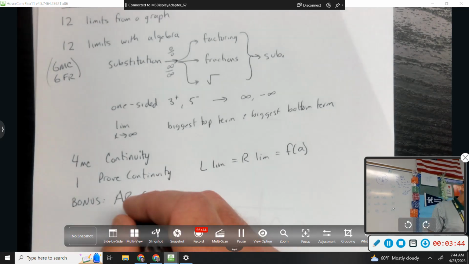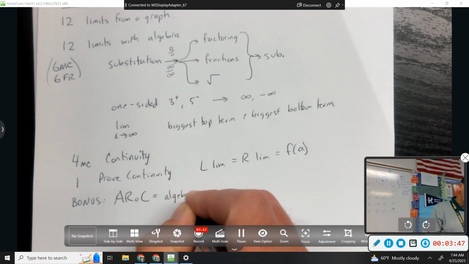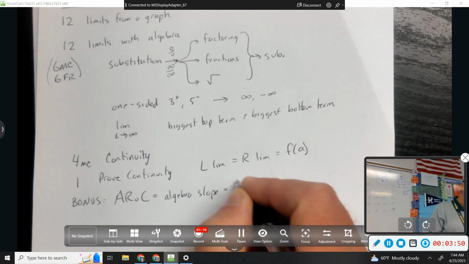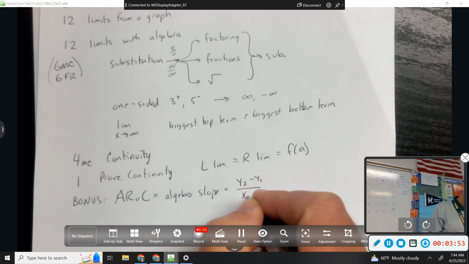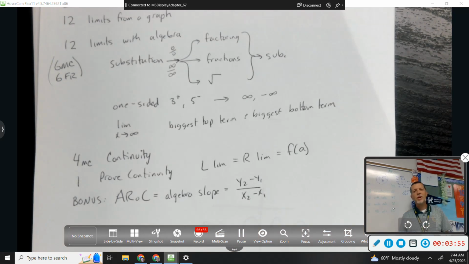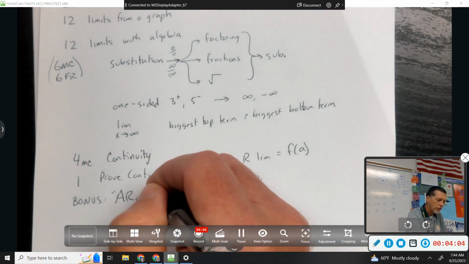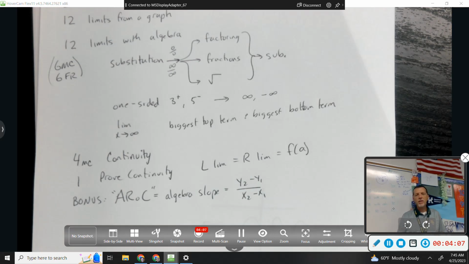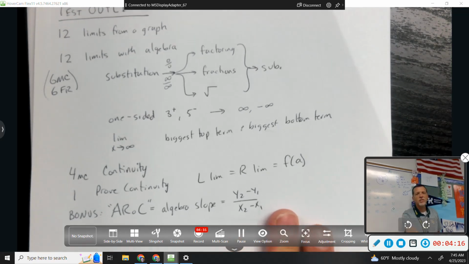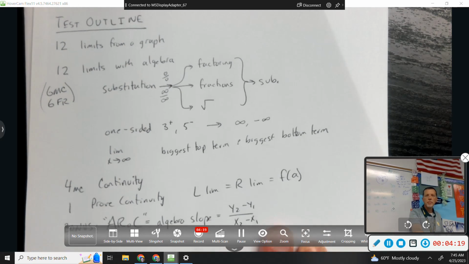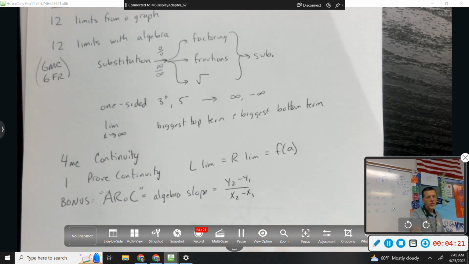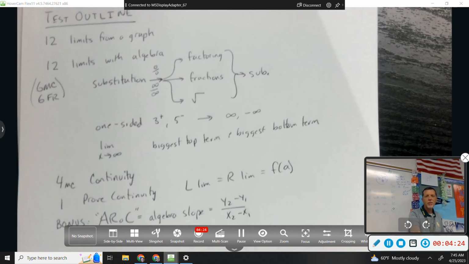AROC, or average rate of change, is basically just algebra slope, just the good old slope formula. So that's what you were trying to say: y2 minus y1 over x2 minus x1. So it's an easy thing to find. It's just, do you remember what average rate of change means? And that's an important thing headed into calculus. So that's why that keeps showing up as a bonus. So hopefully next year you'll remember that average rate of change is really just a fancy word for algebra slope. And then next year we'll add instantaneous rate of change to that, but we'll worry about that later.